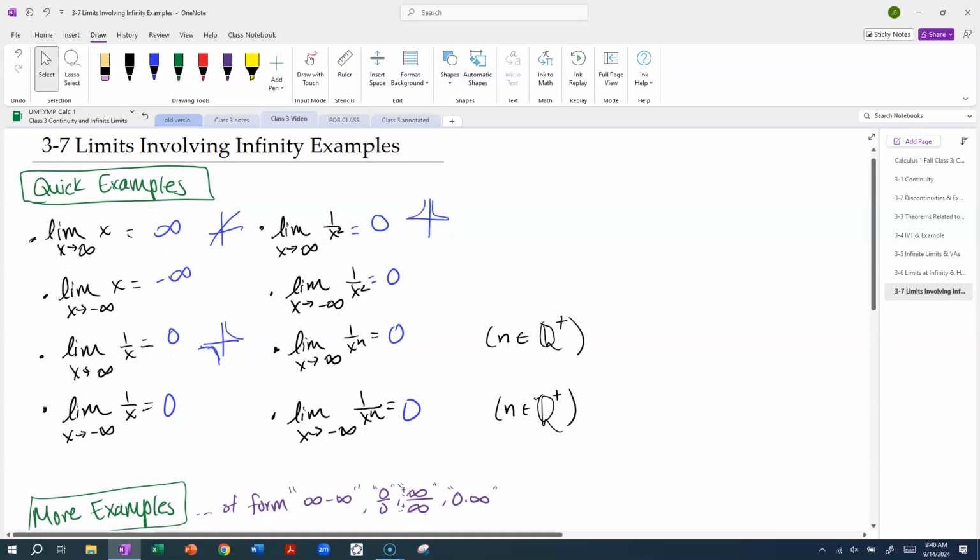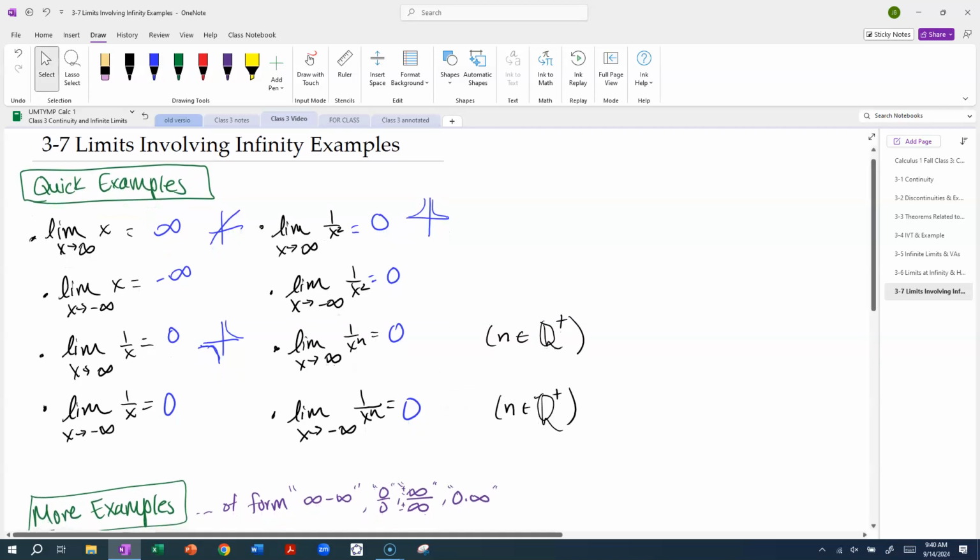Sometimes you're not so lucky and you're going to have examples or limits where it's like infinity minus infinity, 0 over 0, plus or minus infinity over plus or minus infinity, infinity times 0. So what do you do?